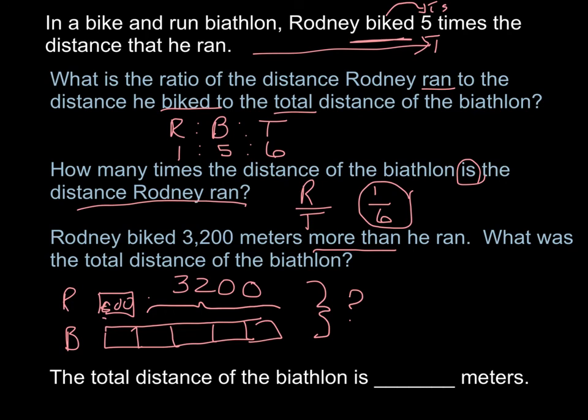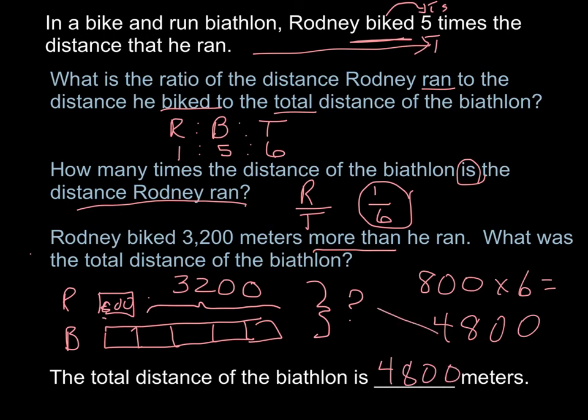And I've got 1, 2, 3, 4, 5, 6 boxes. So I need to take 800 times 6 boxes to get a total distance of 4,800 meters. So the total biathlon is 4,800.